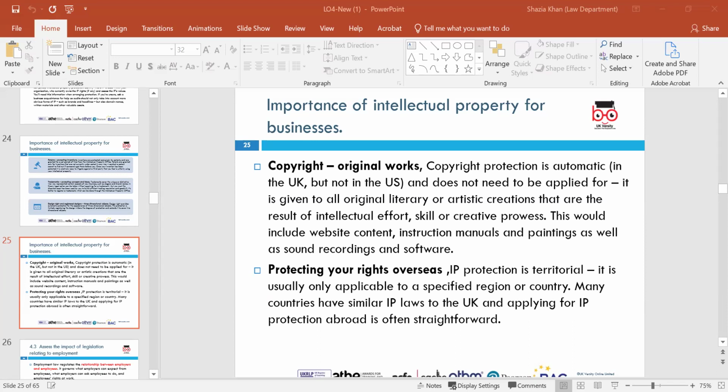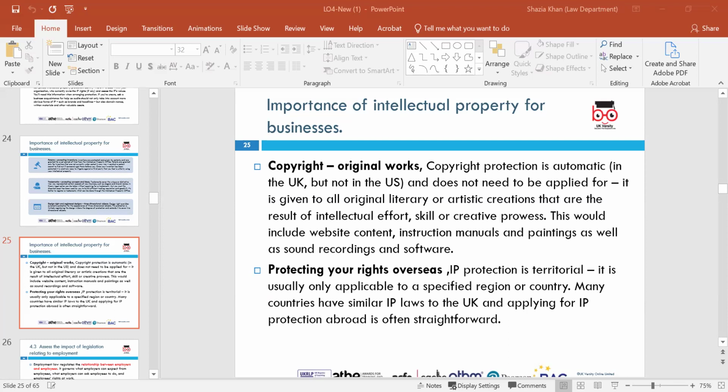So it's really important for a business to have intellectual property rights, because it gives them protection. It makes a business successful, and it lets them reap the benefits from their work in the long term. So it is there to protect you as a business as well.